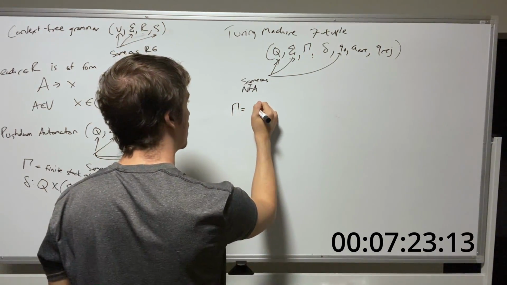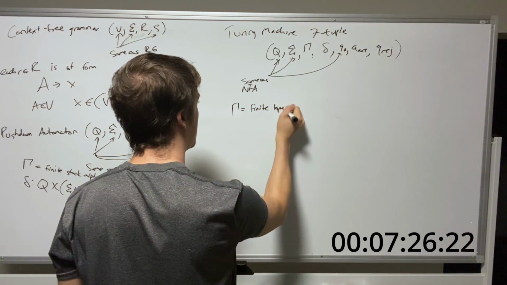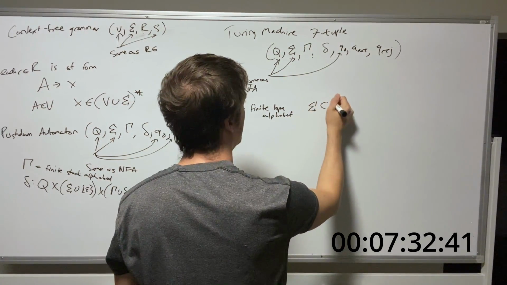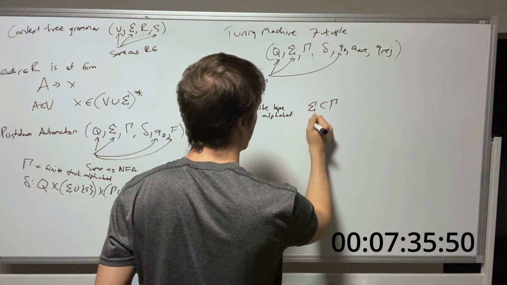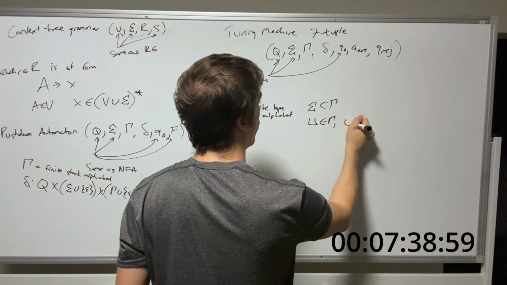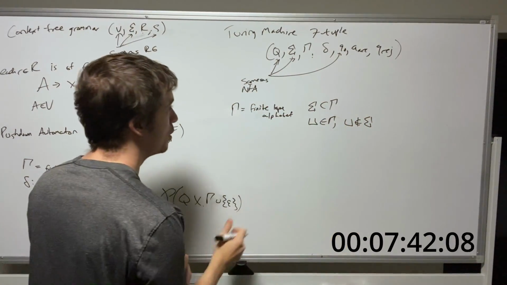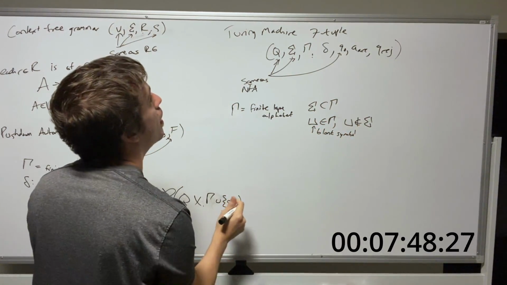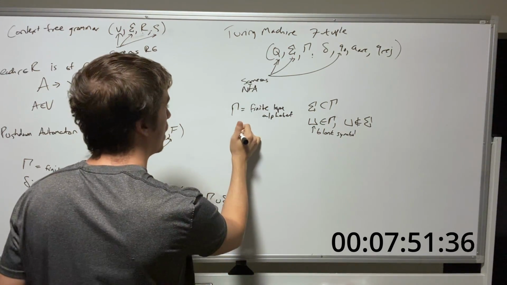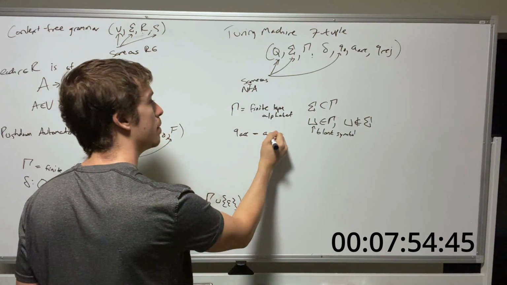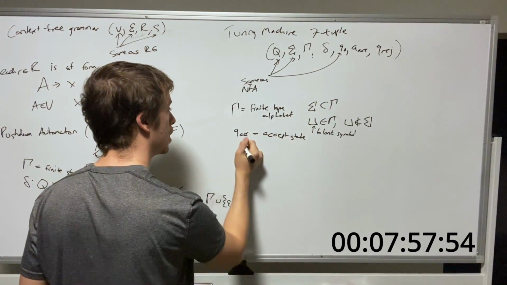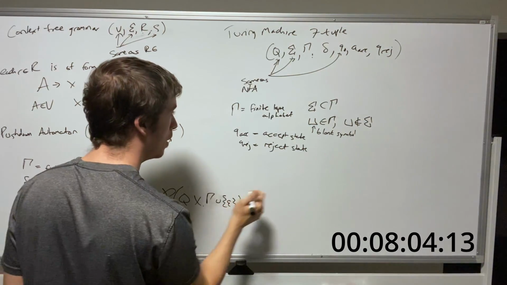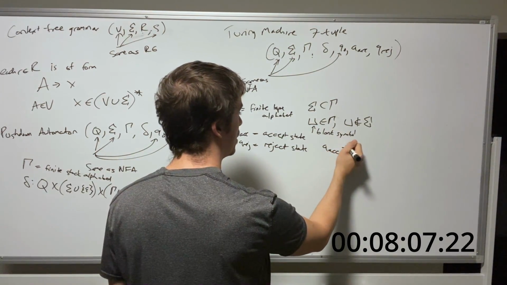So gamma is a finite tape alphabet, where sigma is a strict subset of gamma, and the blank symbol is in gamma, where it is not in sigma. So this is the blank symbol. Let's see, so we got that one. Q accept is the accept state. Q reject is the reject state. And we have that Q accept is not equal to Q reject.